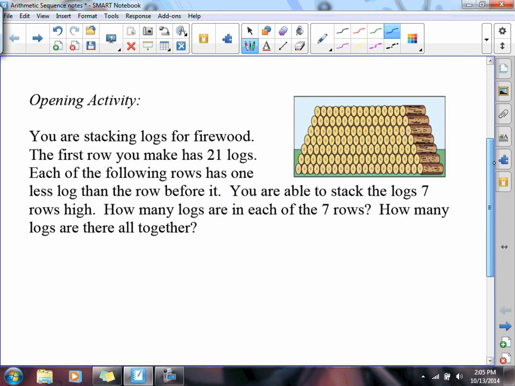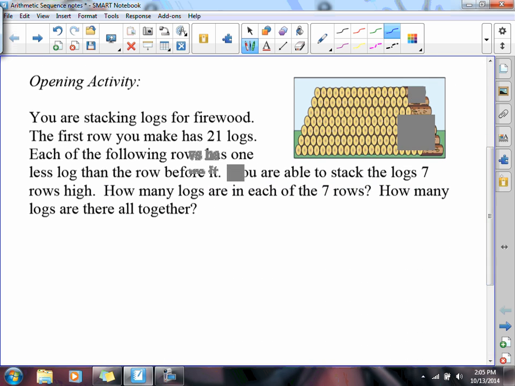Now, before we start talking about what a sequence actually is, I want to get you thinking about it with this opening activity. So you are stacking logs for firewood. The first row you make has 21 logs. Each of the following rows has one less log than the row before it. You're able to stack the logs 7 rows high. How many logs are there in each of the 7 rows? And how many logs are there altogether?